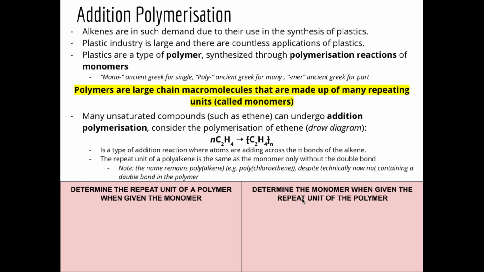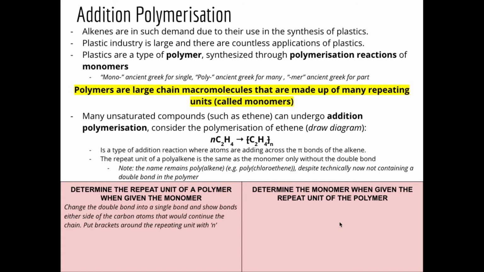Okay, 2 things we need to be able to do when we have a polymer type question. The first is to be able to identify what our repeating unit is when given the monomer, so working out our polymer when given the monomer, or determining what our monomer is when given the repeating unit, so doing the vice versa, working out what the monomer was from the polymer.